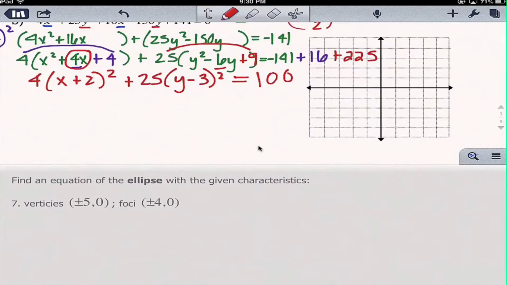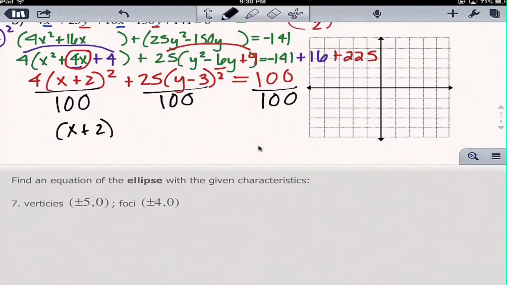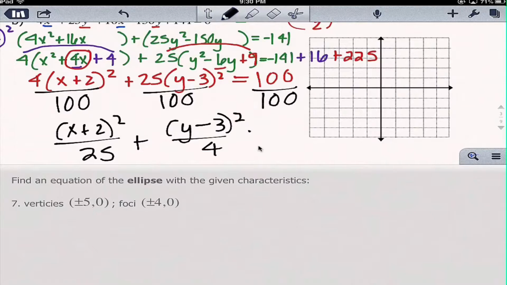Okay, this is not yet in the correct form for an ellipse. For ellipses and hyperbolas, we always need them to be equal to 1. So I'm going to divide everything by 100. I get x plus 2 squared over 25 plus y minus 3 squared over 4 is equal to 1.